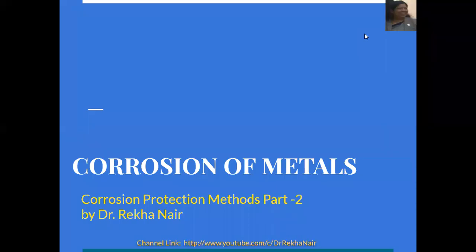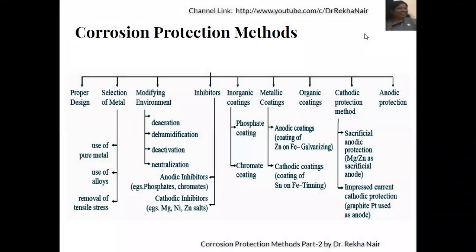Hello friends, today we are going to discuss the second part of the corrosion protection methods. In the previous slide, we had discussed proper design, selection of metals, modifying environment and inhibitors. And in this video, we will be learning about metallic and non-metallic coatings which are used to protect against corrosion.